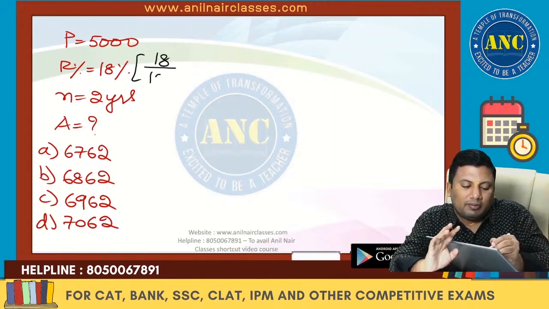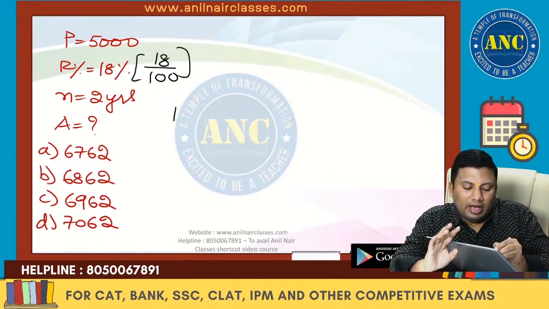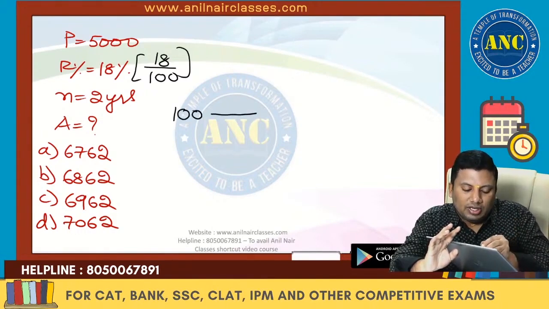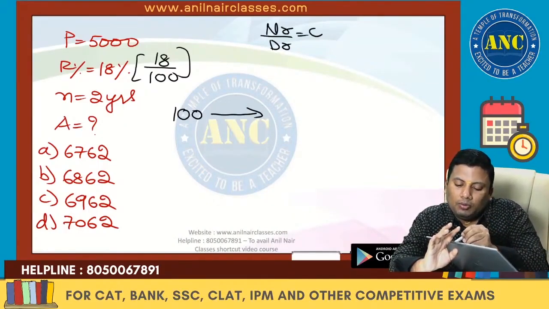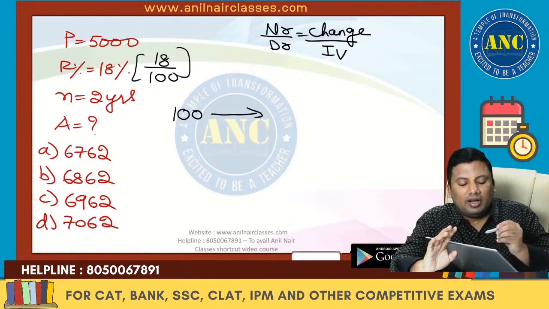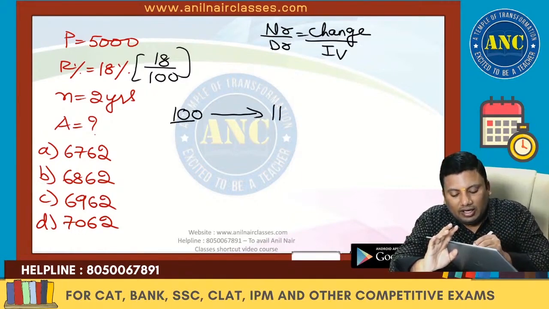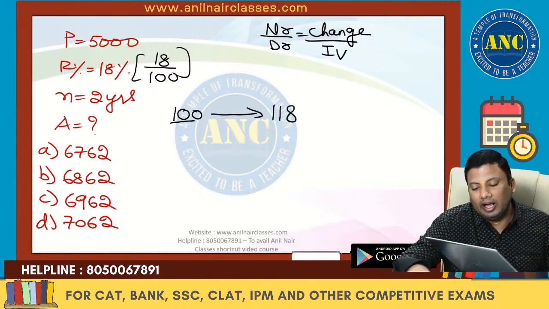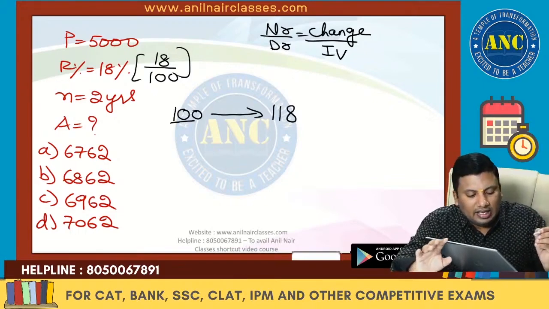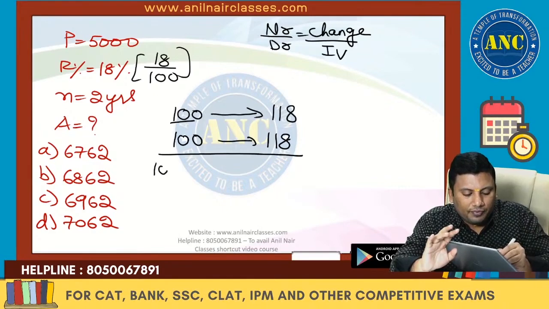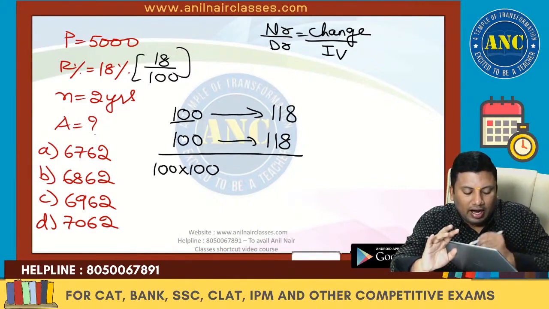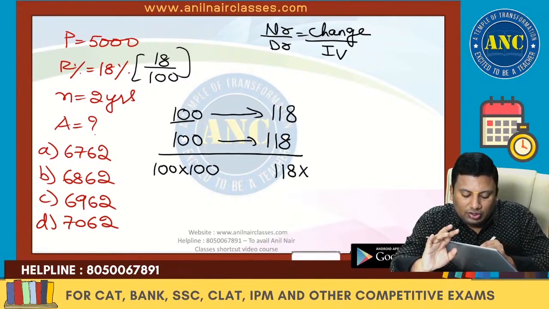18% is nothing but 18 by 100. My friend gave me 100 rupees. After 1 year, I told you already that numerator by denominator: numerator always represents the change, denominator represents the initial value. 100. After 1 year, I will give 18 rupees more, so it is 118. It is for 2 years. Second year also it is 100. So this will be 118 into 118 over 100 into 100.